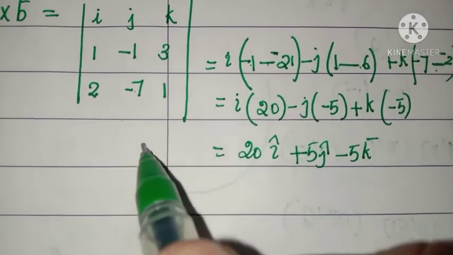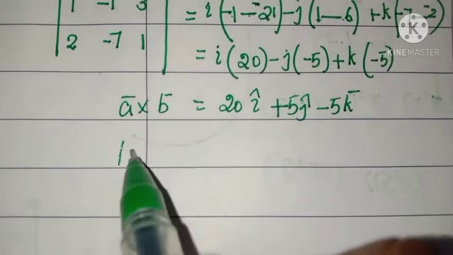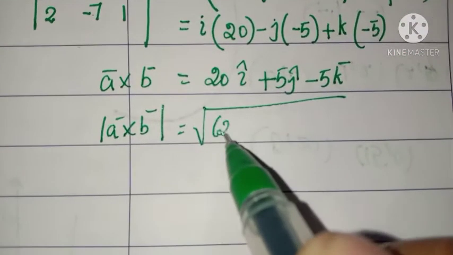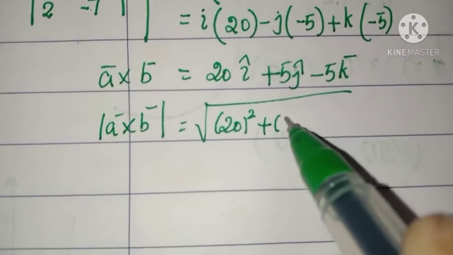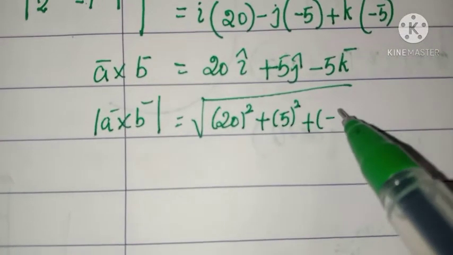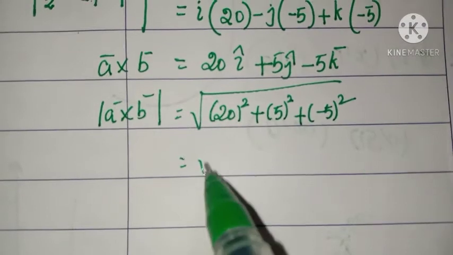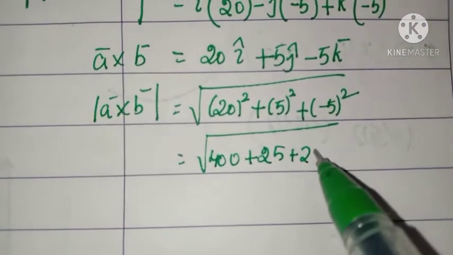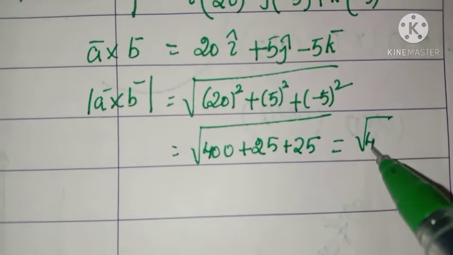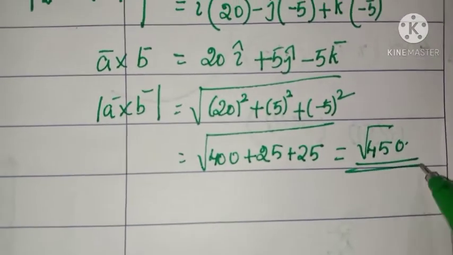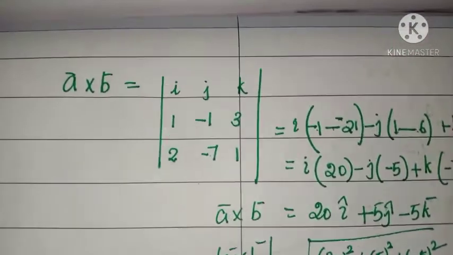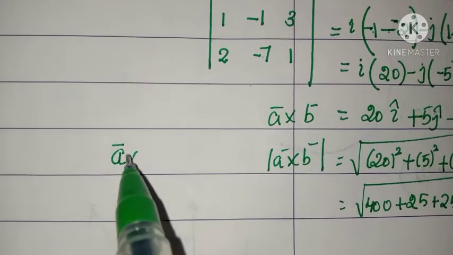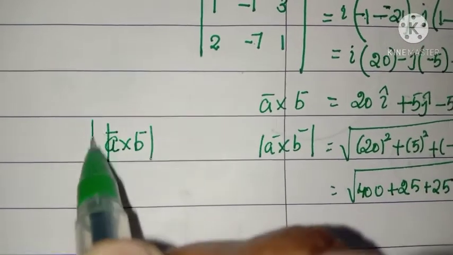This is A cross B. Now find its magnitude. The magnitude of A cross B is the root of the sum of squares of the coefficients: 20 square plus 5 square plus minus 5 square. That is 400 plus 25 plus 25. So it is equal to root of 450. So this is the area of the parallelogram. Is it clear? So learn by heart the formula: the area of the parallelogram is the magnitude of A cross B.